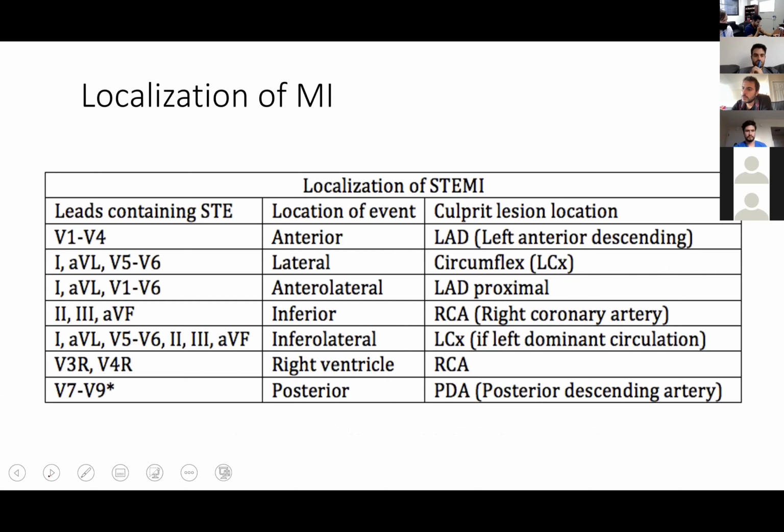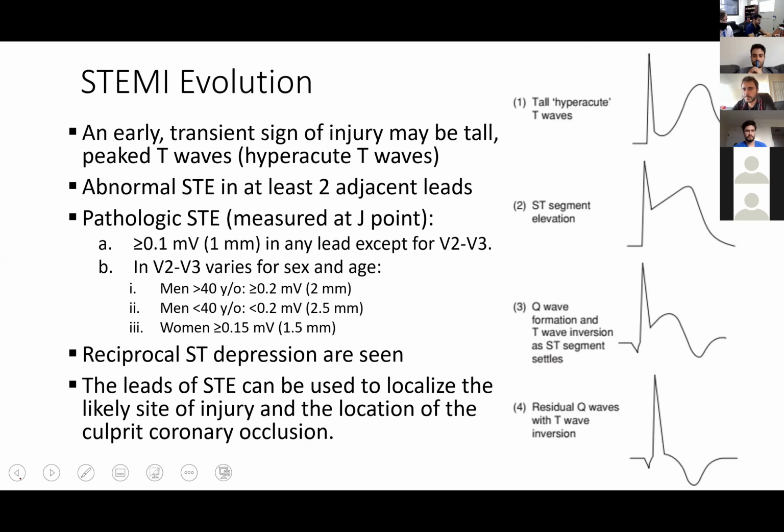So I'm not going to go through that, but what is important here is how you call it an ST elevation. One millimeter is your cutoff to say it is an ST elevation, but the exception is going to be V2 and V3. That's very important, and as I'm pointing out here, it depends on the age and sex. For women, independent of age, it's going to be 1.5 millimeters in V2 and V3.